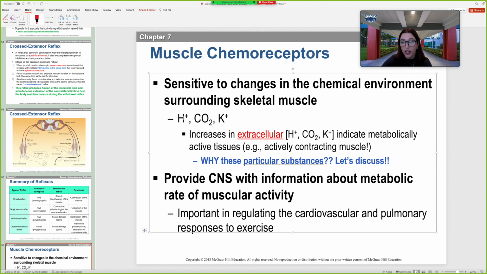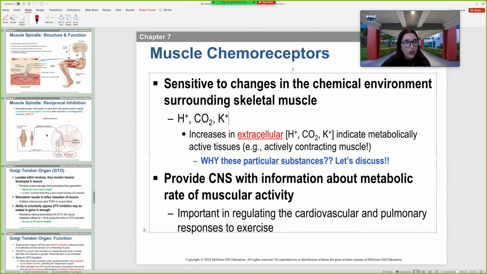Hydrogen, right? If you're exercising pretty hard and you're generating lactic acid, you're going to get an accumulation of those hydrogen ions. And potassium. Okay, so these two are pretty straightforward, but this one relates to what we talked about in this chapter.